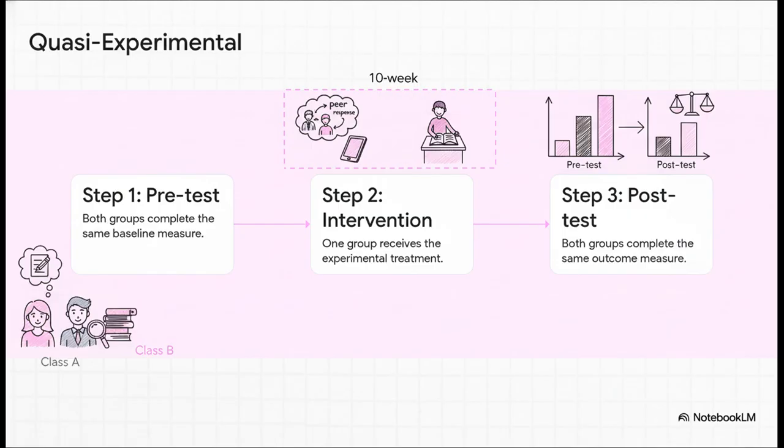So picture this. You have two writing classes. You give both of them a pre-test to get a baseline. Then, for say 10 weeks, one class, the experimental group, uses a new teaching method, like peer response activities. The other class, the control group, just continues as normal. Afterwards, you give both classes a post-test. By comparing those results, you can see if your intervention actually caused a real change in their writing quality.